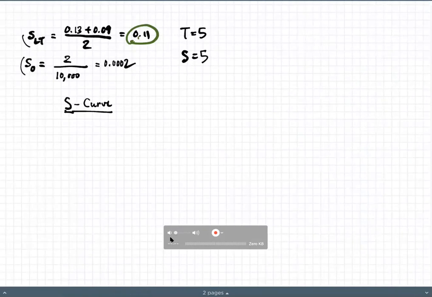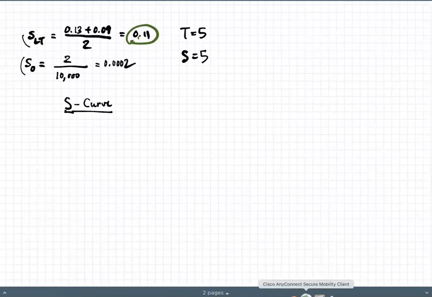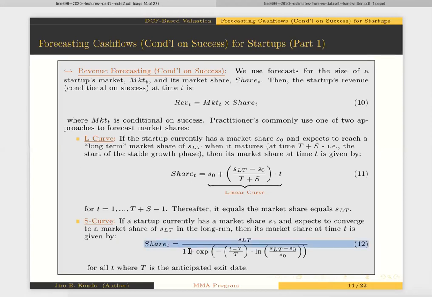So with an S-curve, we use the same inputs, but we have a messier formula. Let me just show you the formula from my slide. This is the formula for market share, little s_t, as a function of time and our parameters S_LT, S_0, and T. Actually, notice that this parameter is not used in the S-curve. I won't discuss exactly why the S-curve has this specific formula, but I'll show you what this formula actually gives you visually.